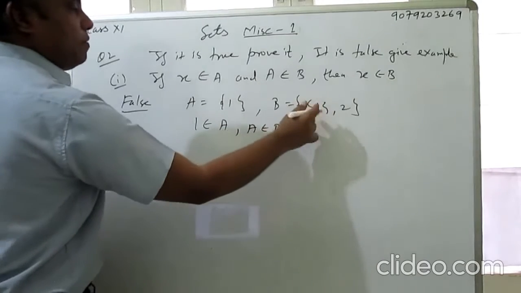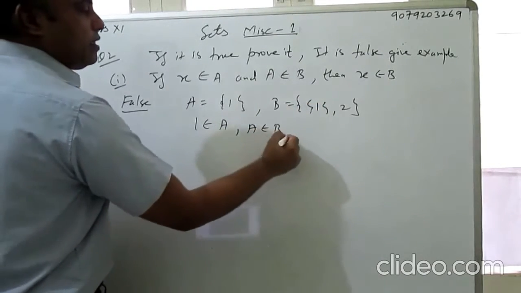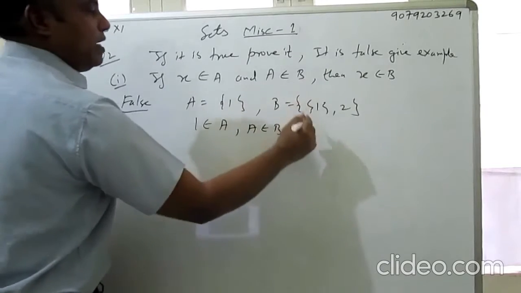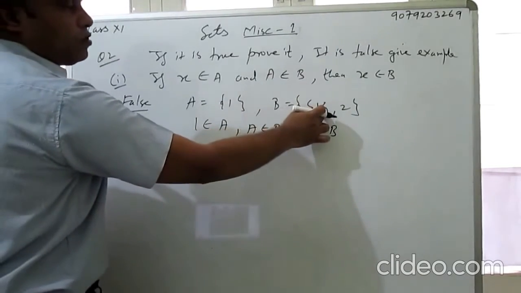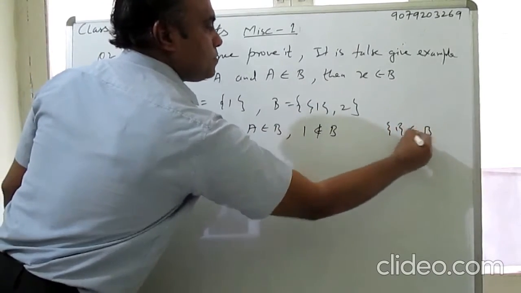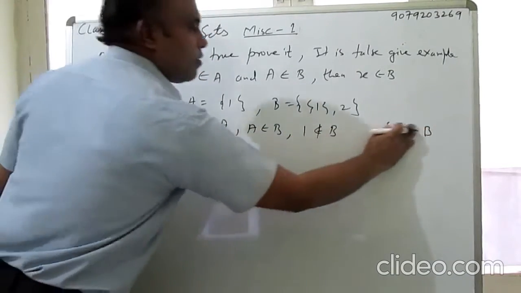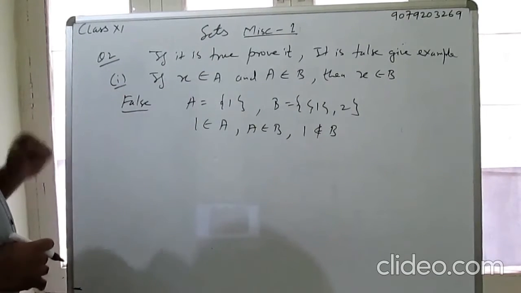ये A पूरा belongs हो रहा है, कर्ली ब्रैकेट के अंदर आ रहा है. A belongs to B. क्या 1 belongs to B है? 1 not belongs to B. 1 एक सेट के फॉर्म में बिलोंग्स हो रहा है ना, 1 ऐसे बिलोंग्स नहीं हो रहा है. Okay, so this is the example of first part, false है.